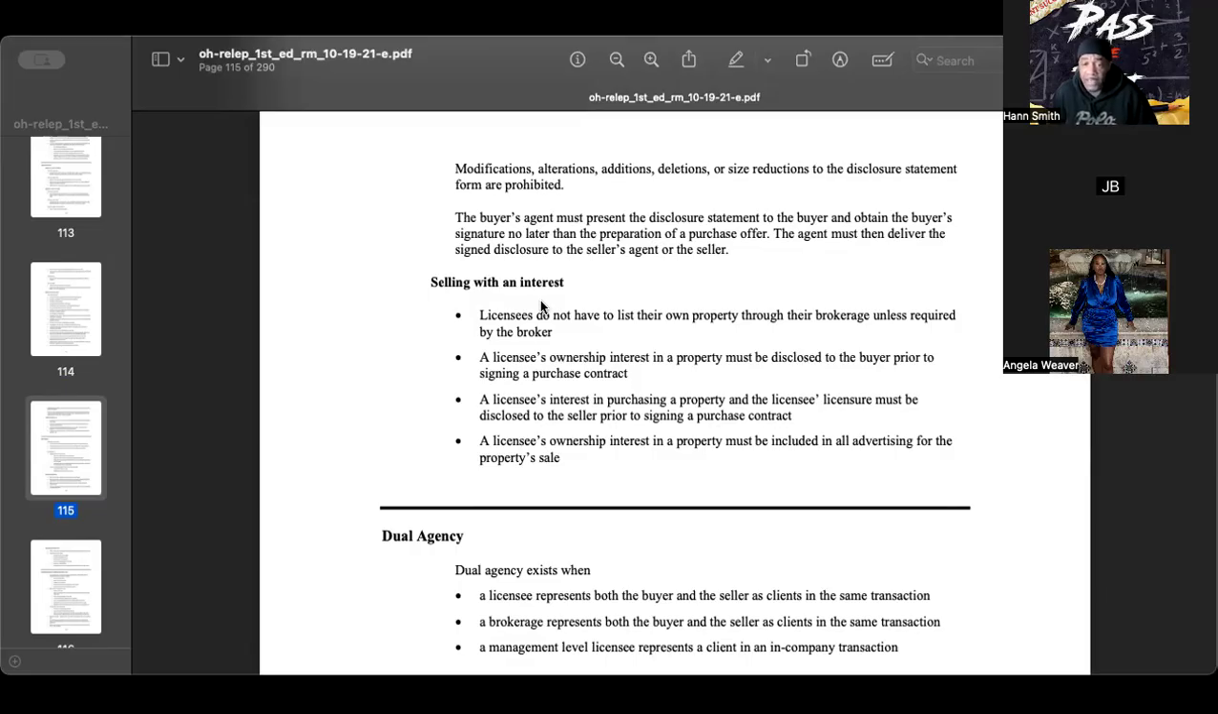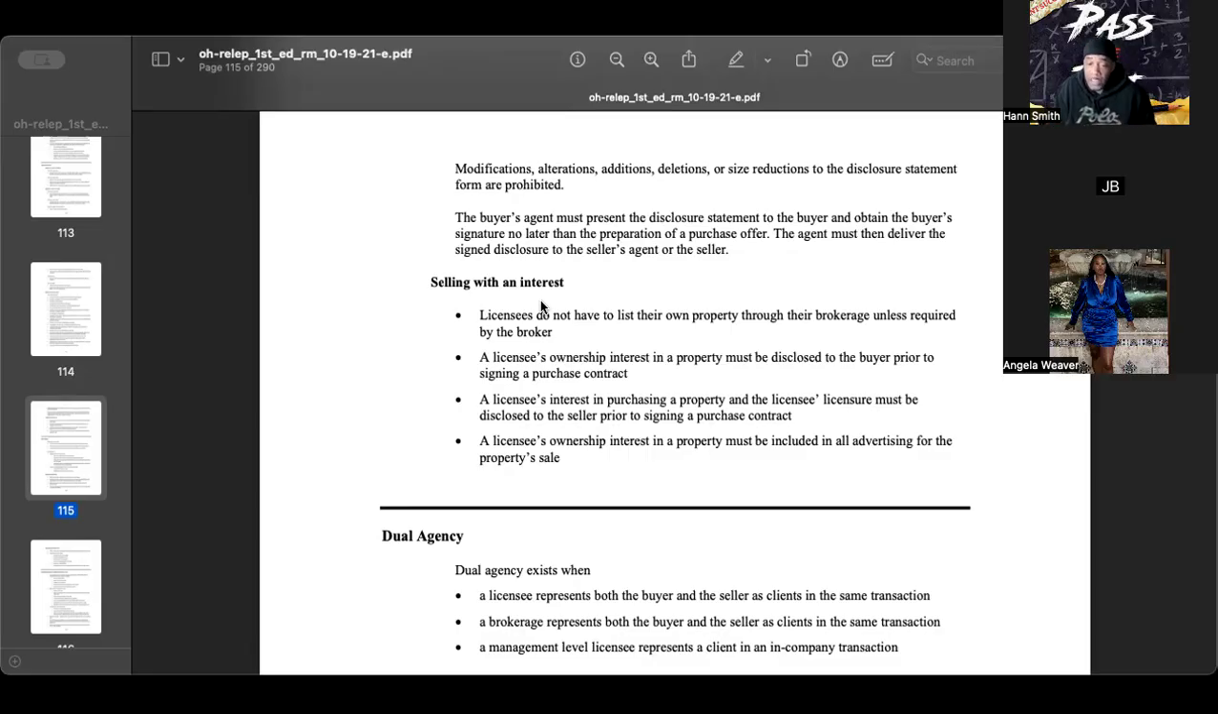All right. A licensee's interest in purchasing a property and the licensee's licensure must be disclosed to the seller prior to signing. Hey, you're selling your house. I want to buy it, but I'm a real estate agent. And I just want to let you know that before I sign this contract. All right. The licensee's ownership interest in the property must be included in all advertising for the property for sale. You got to let them know. Agent owned. Real estate agent owns this property. I own the property. So remember that some of that stuff will be on the test. That will be on the test.